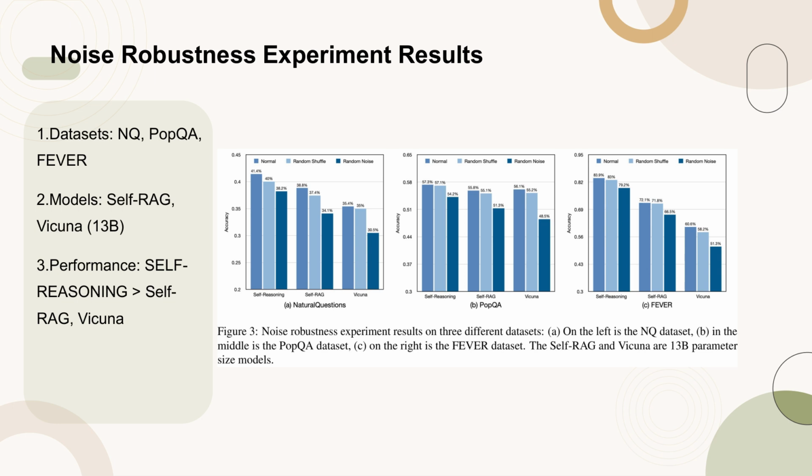The experiment compares the performance of 13B parameter size models, specifically Self-RAG and Vicuna, against our self-reasoning framework. The results consistently show that our framework outperforms both Self-RAG and Vicuna, demonstrating its robustness even in the presence of noisy documents. This highlights the effectiveness of our approach in maintaining high performance under challenging conditions.